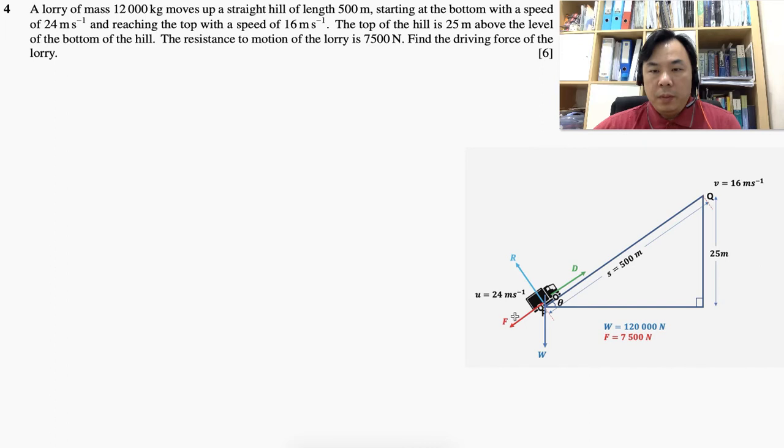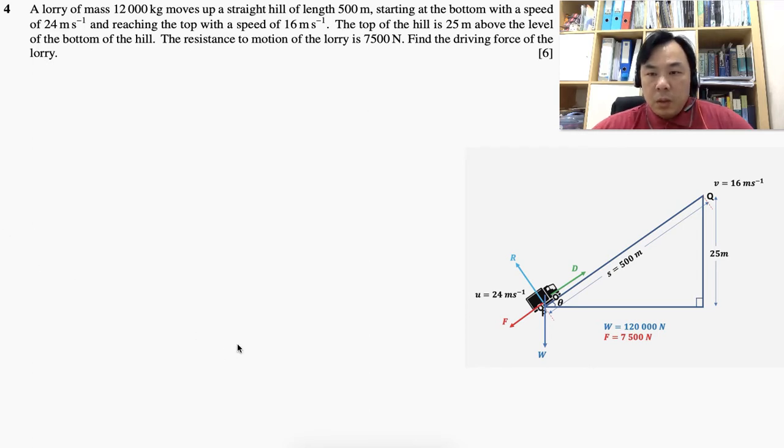Now the resistance to the motion of the lorry is 7,500, which is given by this variable F here, the frictional force, or the combination of the frictional force and the air resistance, which provide the resistance to the motion, that amounts to 7,500 Newton. And now our task here is to find the driving force of the lorry, which is D here. We have the weight component here, W, and then we have the normal force acting on the lorry itself.